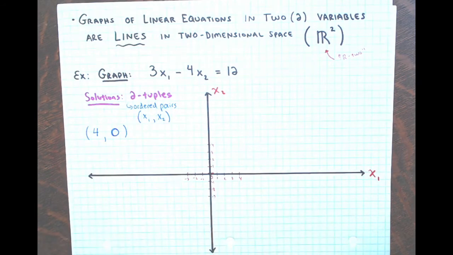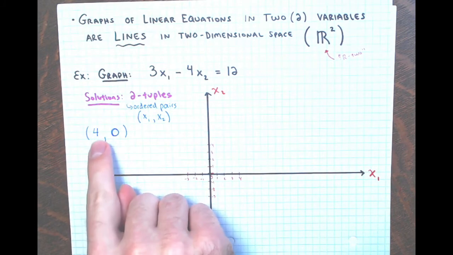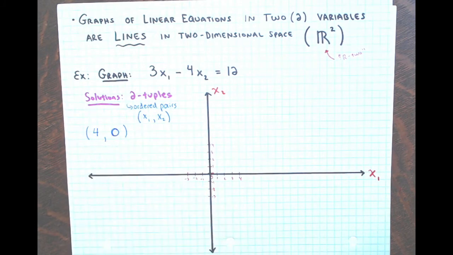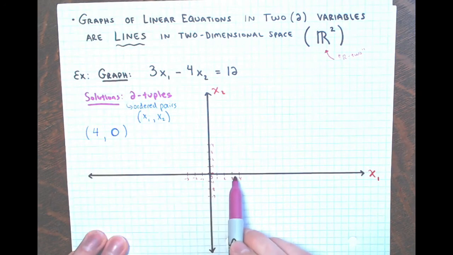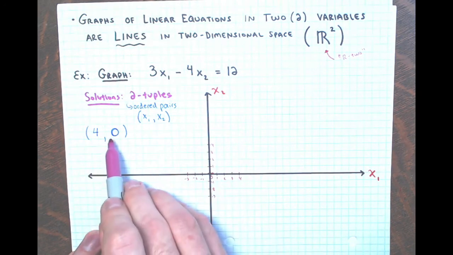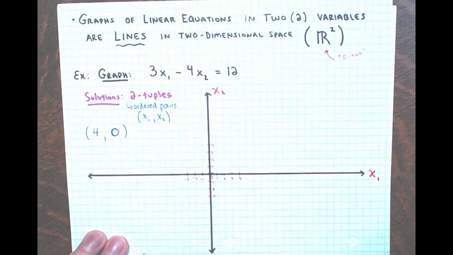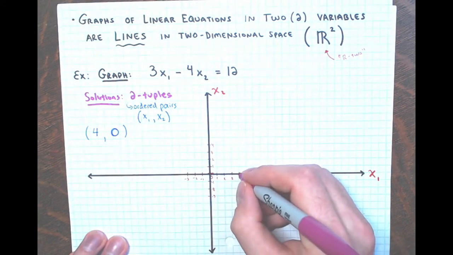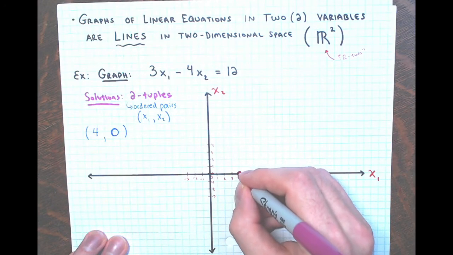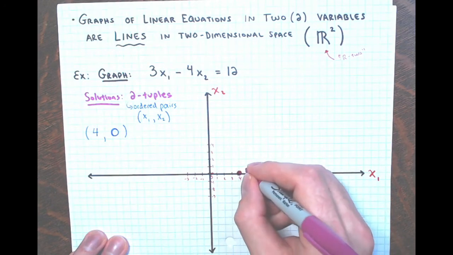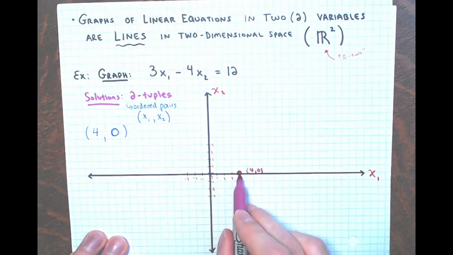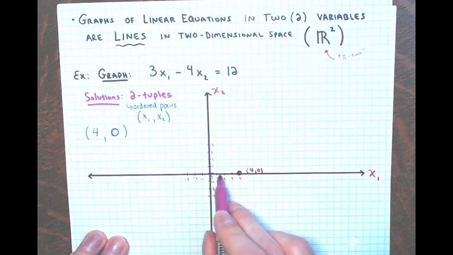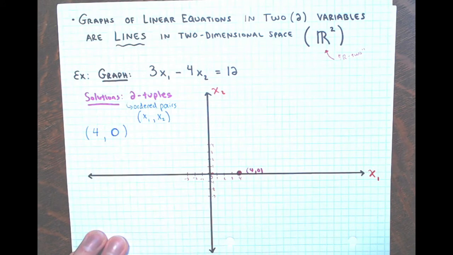So where is this solution? 4, 0. I go to where is 4 on the x1 axis, where is 0 on the x2 axis, and then I plot the point that's in line with both of those. And that would be this point here. There's the ordered pair 4, 0. It's 4 on the x1 axis, and then it's in line with 0 on the x2 axis.